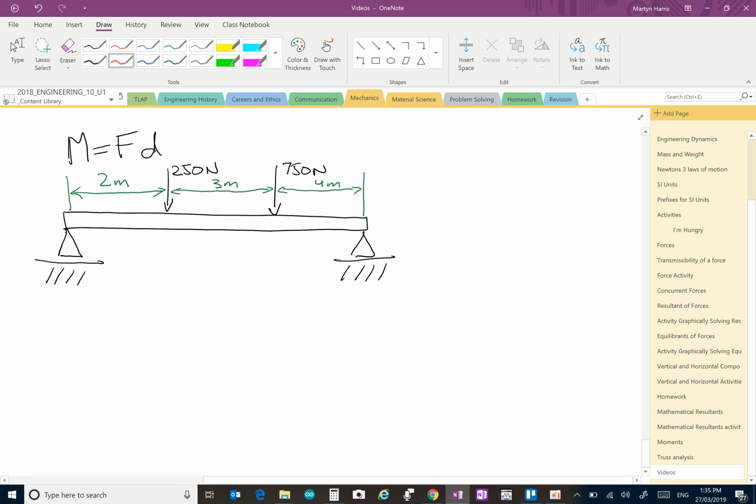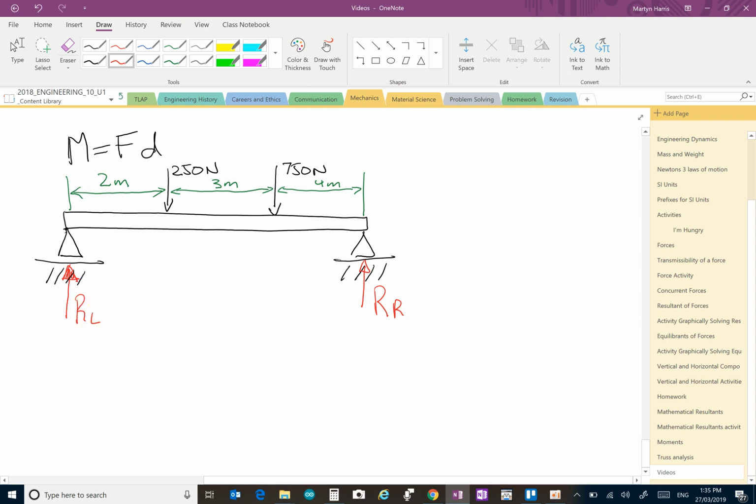Okay, we also need to draw in our reaction forces. I'm going to draw these in red. Now I'm going to have a force acting in the opposite direction to these forces acting down, and I'm going to call that RL, which is reaction left. I'm going to do the same on this side. I'm going to say RR, which is reaction right, acting in the opposite direction. And I want to find out what these reaction forces are.